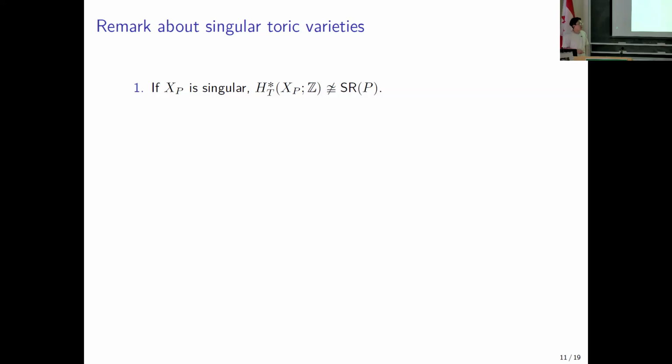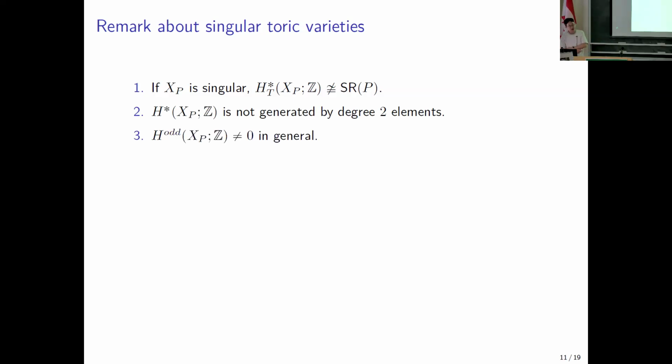But if you remember my previous slide, all the nice story begins with the identification of the equivariant cohomology with the Stanley-Reisner ring. But for the case of a singular toric variety, the integer coefficient equivariant cohomology ring is not isomorphic to the Stanley-Reisner ring. And also it is not generated by degree 2 elements. It may even have non-trivial odd degree cohomology, so it's rather difficult to apply the spectral sequence directly.